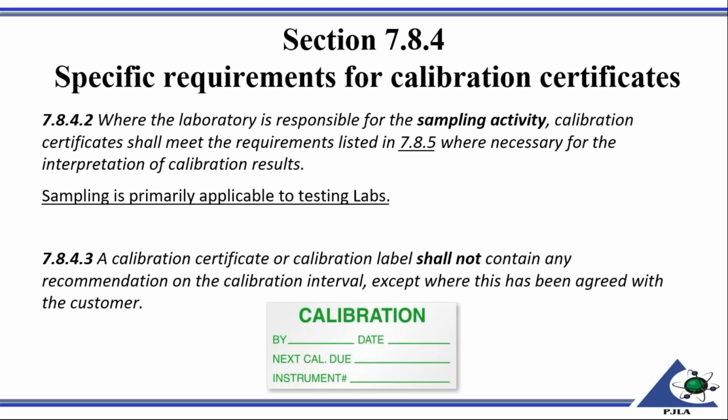The client has to agree to whatever calibration interval you're putting on your certificate or on a calibration sticker. A lot of times, a lot of the labs will put a sticker on the calibration certificate, kind of like what is shown below here. But you cannot have the next cal due part filled in unless the customer agrees. The easiest way to do that is to include a line, a sentence or two, in the quote or the purchase order or some other documentation, or they might request a specific calibration interval. This is really up to them, but you cannot automatically default to one. They have to agree to it. So just keep that in mind.